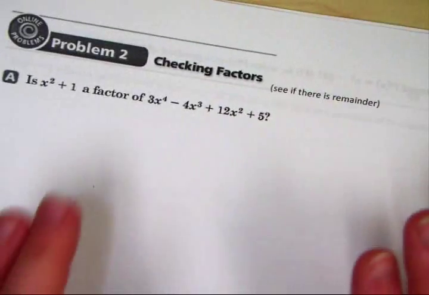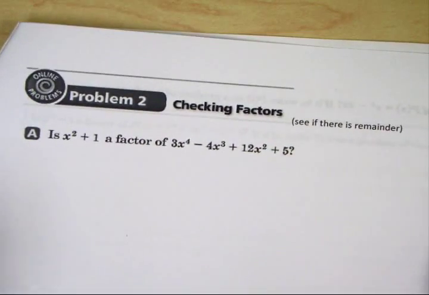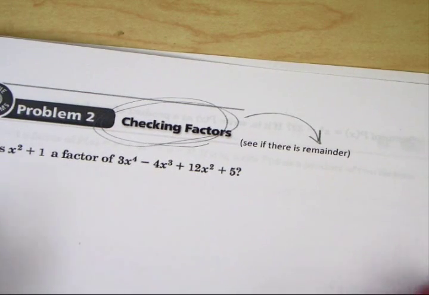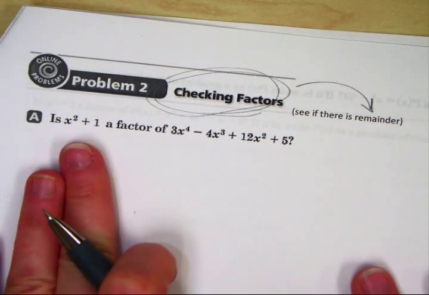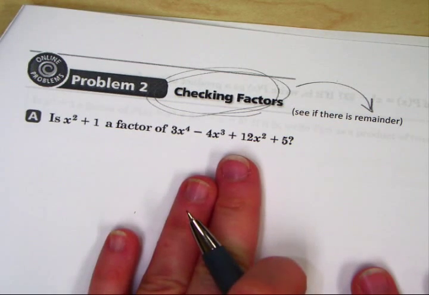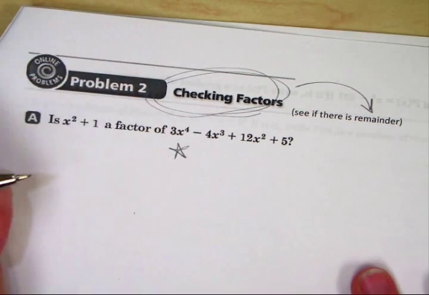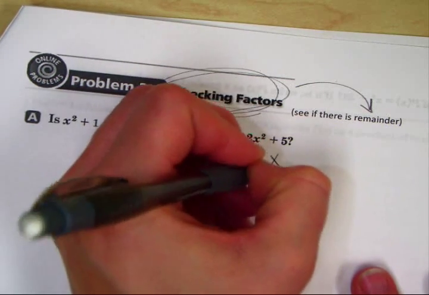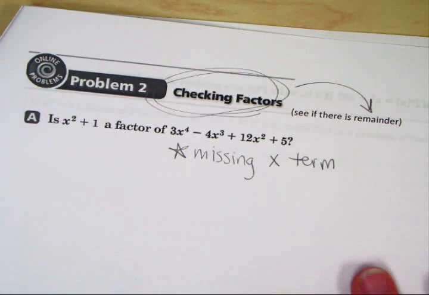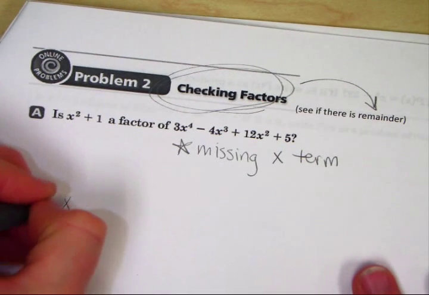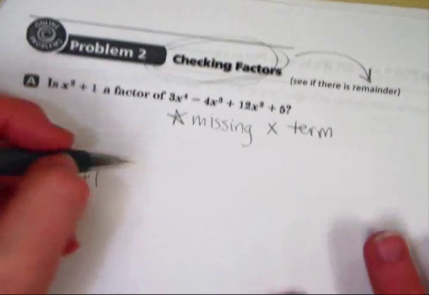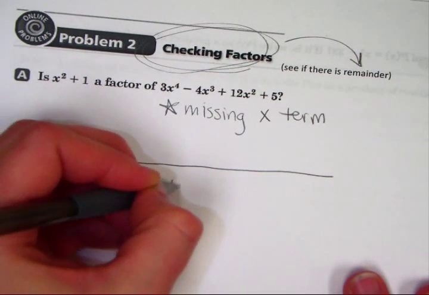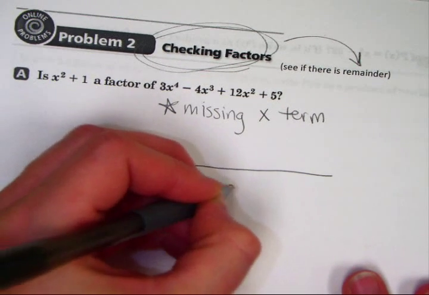Let's move on. Problem 2, checking factors. Whenever the directions say to check factors, you just do long division and you want to see if there is a remainder. Alright, so we say x squared plus 1, is it a factor of this item? Now I need to put a big star here, and I want you to see that we are missing the x term. And I'm going to show you what to do with that, okay? Put x squared plus 1 out front, put your division bar. Now I want you to do 3x to the 4th minus 4x to the 3rd plus 12x squared.